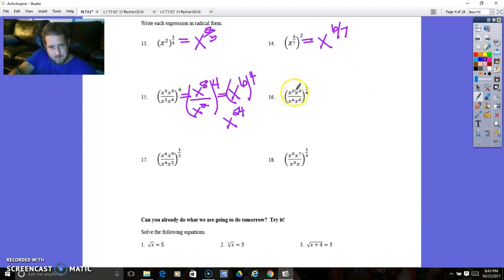For this one, simplify again. So this makes x to the 7th. This makes x to the 6th. 7 minus 6 makes 1. So all of this on the inside just represents x to the 1. So this is x to the 1/4.